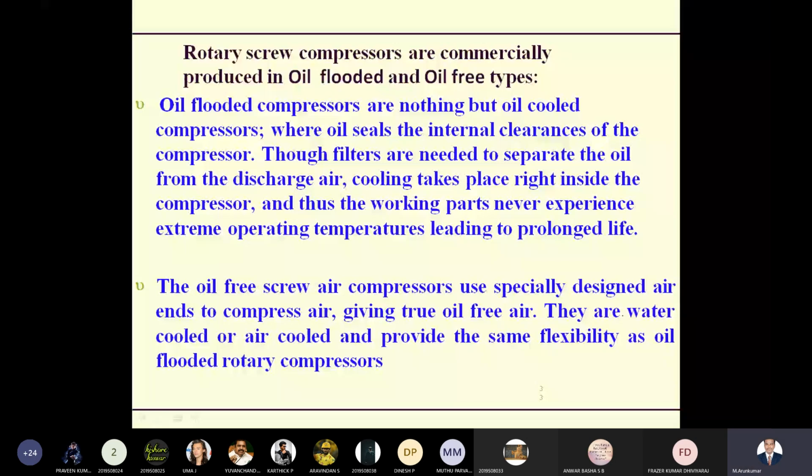Then the oil-free screw air compressors have specially designed air ends to compress air, giving true oil-free air. To overcome that disadvantage, we have this oil-free screw air compression. They are water-cooled or air-cooled and provide the same flexibility as oil-flooded rotary compressors. The thing is, in oil-flooded compression we use the oil as a lubricant or as a cooler, whereas in oil-free we don't have that. Instead, we use air-cooled and water-cooled.